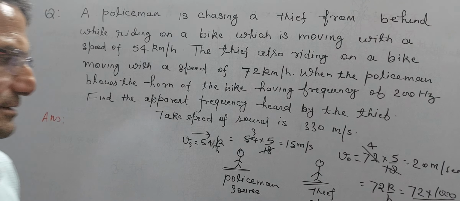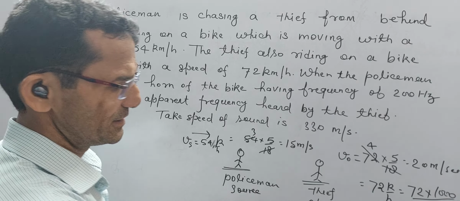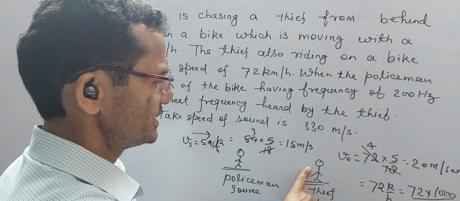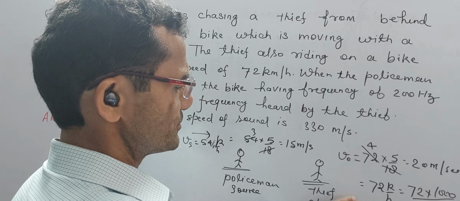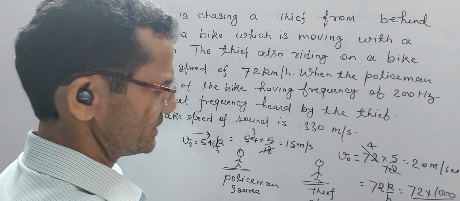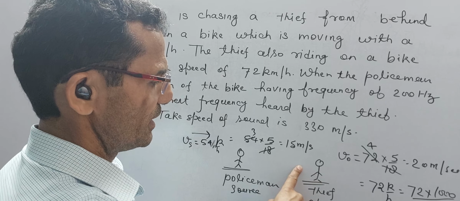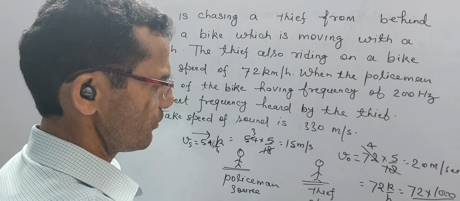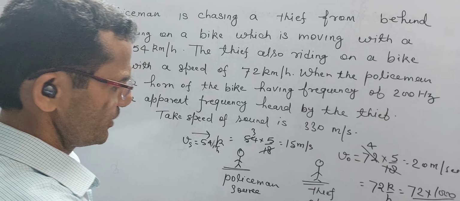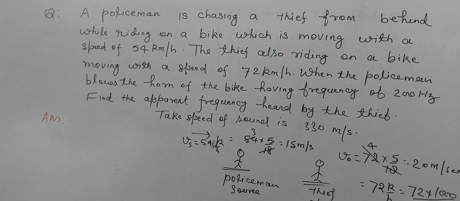Now here both are moving. The policeman has the tendency to catch the thief, so the distance between them should decrease, and the thief has the tendency to move away from the policeman, from the source. So the thief will increase the distance between them. It means the observer has the tendency to decrease the frequency, and the policeman has the tendency to increase the frequency. Now our formula becomes, we should use this formula.